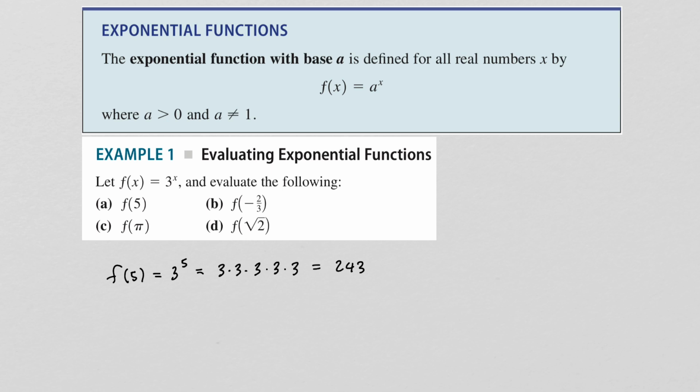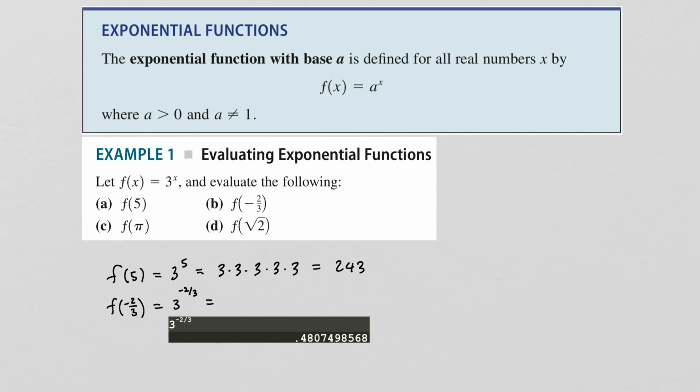For the next one, we have f of negative 2/3. Now this is going to be 3 to the negative 2/3 power. And although there is a definition for dealing with fraction exponents, we're not going to be able to do this by hand since it involves taking a cube root of 3, which we likely don't know without a calculator. So for this, we're just going to go ahead and plug it into a calculator.